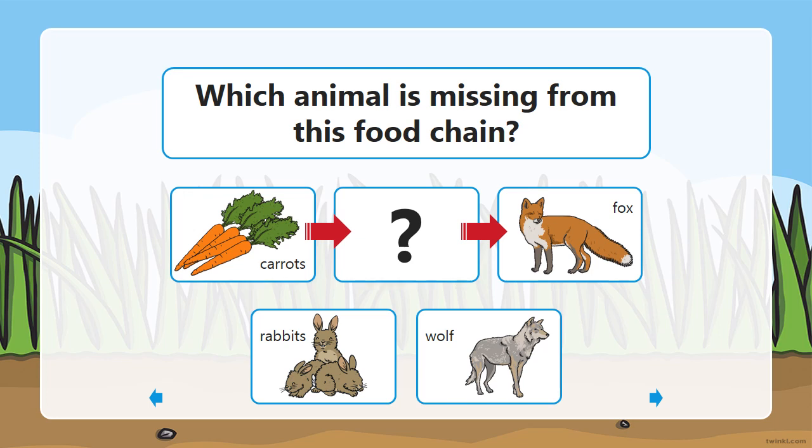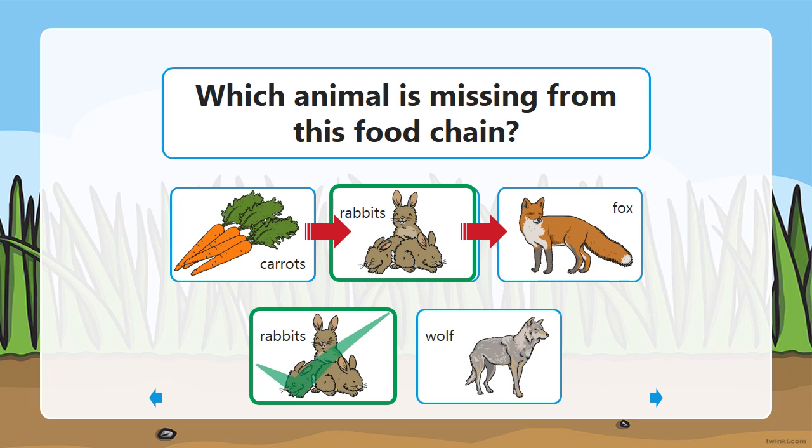Your time starts now. 1, 2, 3. Okay, here is the answer. Let's check it out. A wolf? I don't feel a wolf can eat a carrot. Let me try for rabbit. Is it a correct answer? Woo! It's a correct answer. Rabbits has completed the food chain. Carrots, energy got transferred into rabbits. And rabbits, the energy got transferred into fox.